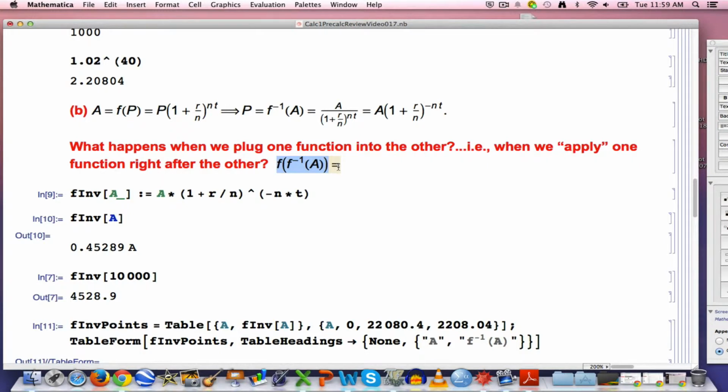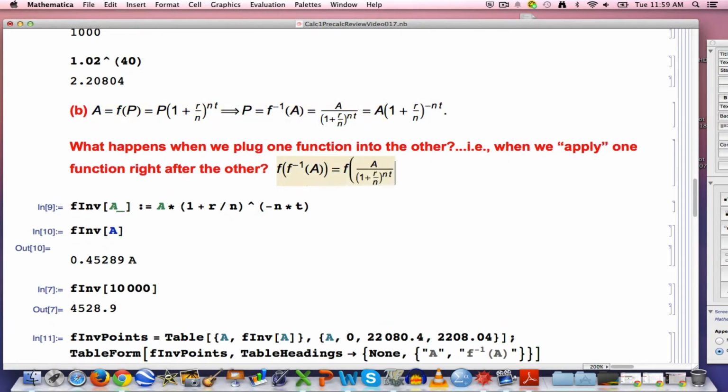Alright, so what we can do to solve for this and see what it equals initially, for example, is we can replace f inverse of a with the formula for f inverse of a. Either one of these is okay. I think I'll replace it with a fraction this time. So I'm replacing, in the formula for f, p with this expression, this fraction. Wherever I see a p over here, I replace it with this expression. So let's go ahead and do that.